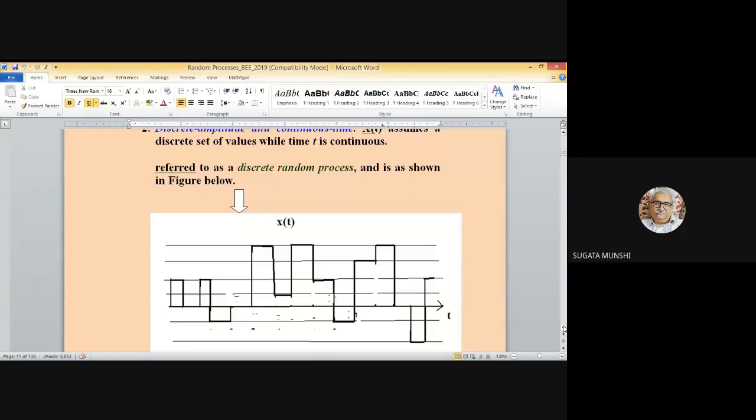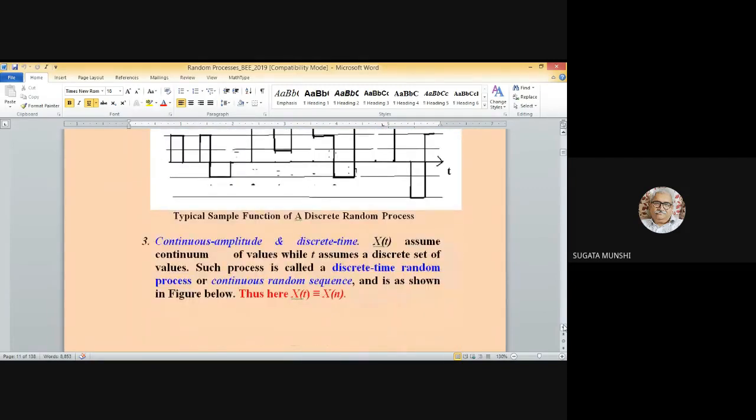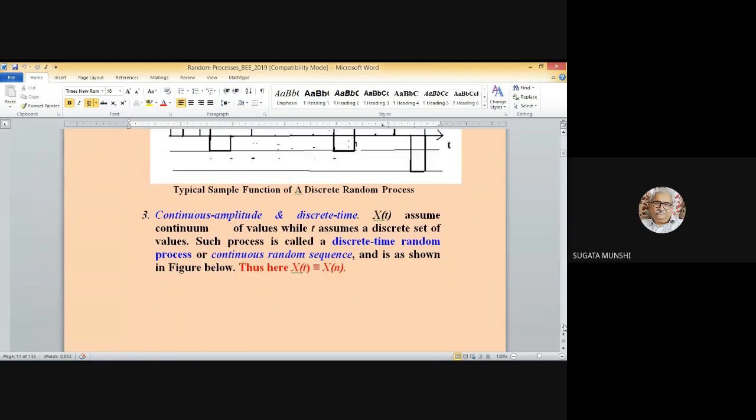Where do you come across such a random process? Say you are dealing with a random signal, you have done processing, and then after that, it's converted into an analog signal. So the output of the DAC will be of this form. The amplitude can take on only a discrete number of values, and the time can take on a continuum of values. The third variety is the continuous amplitude and discrete time variety, which is also known as discrete time random process or continuous random sequence.